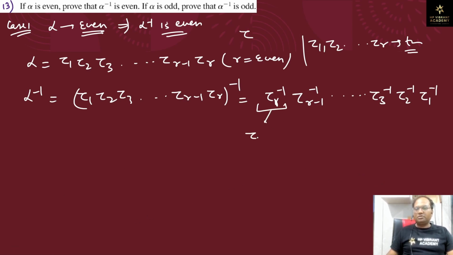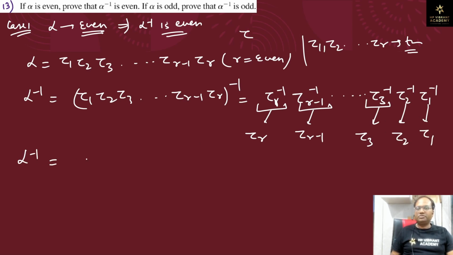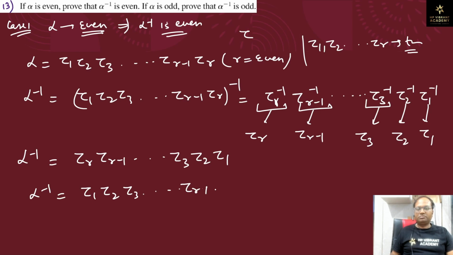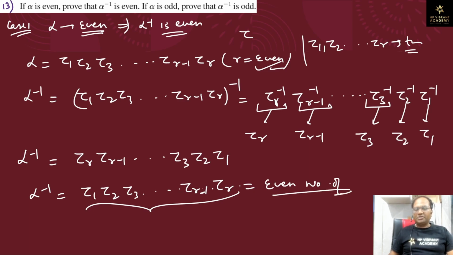तो tau r का इन्वर्स क्या हो गया, tau r minus 1 का इन्वर्स tau r minus 1, tau 3 का इन्वर्स tau 3, tau 2 का इन्वर्स tau 2, tau 1 का इन्वर्स tau 1। Let us do the multiplication। alpha inverse is equal to tau r minus 1 like this, tau 3, tau 2, tau 1। तो alpha inverse is equal to tau 1, tau 2, tau 3 like this, tau r minus 1, tau r। समझ में आ रहा है? तो ये क्या हो गया, r हमारा इवन था, तो ये कितने नंबर ऑफ ट्रांसपोजिशन में ब्रेक हो गया, इवन नंबर ऑफ ट्रांसपोजिशन। So we have represented alpha inverse as an even number of transposition. This means alpha inverse is an even permutation.